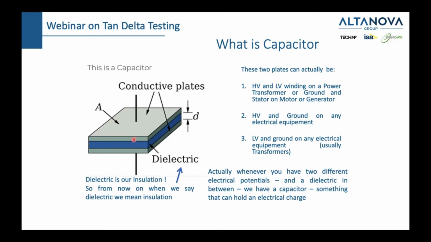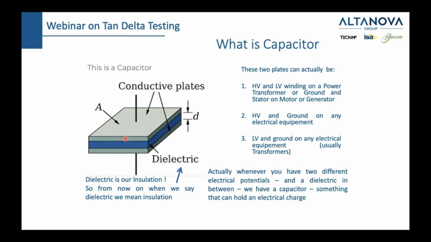Or maybe it's not high and low voltage side on the transformer, maybe it's a high voltage and ground, or maybe low voltage and ground on some of the primary equipment. So whenever we have two different electrical potentials and the dielectric in between, we have a capacitor, something that can hold an electrical charge. Even if we have an overhead line, which is running above us, there is a parasitic capacitance between that line and the ground. Of course, it's a very small capacitance because the distance is very big, but it's there.